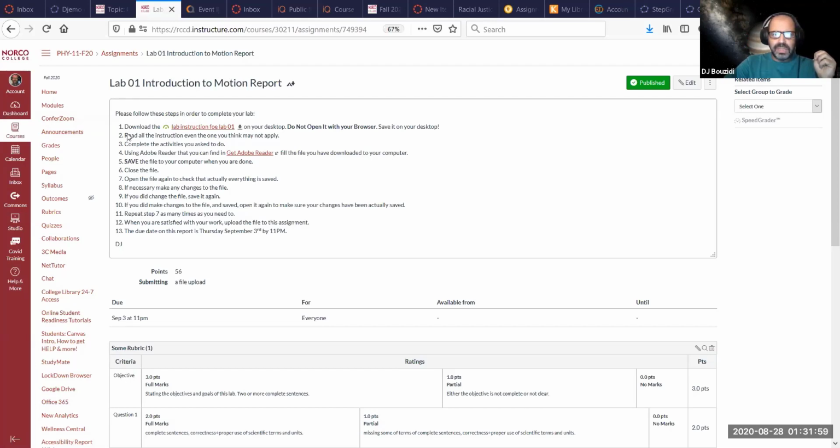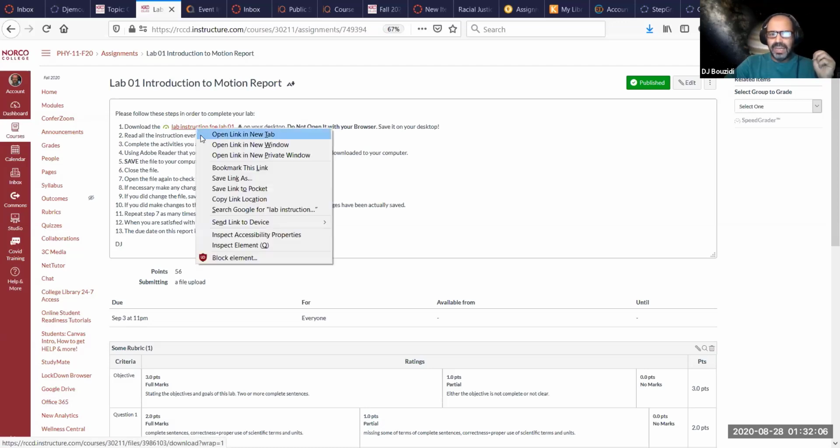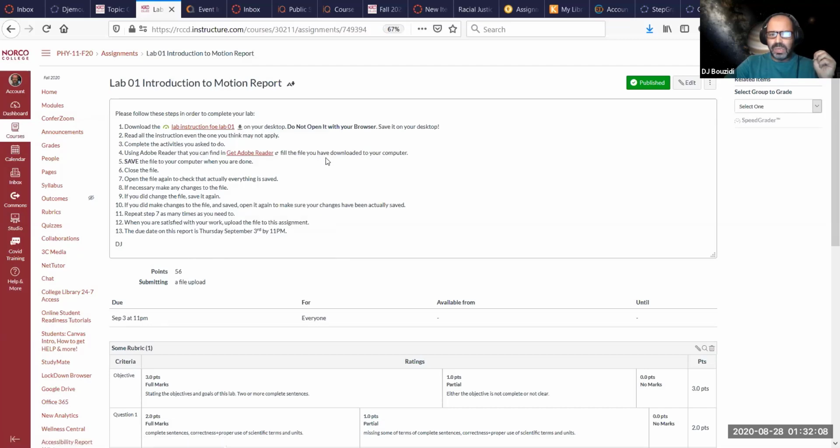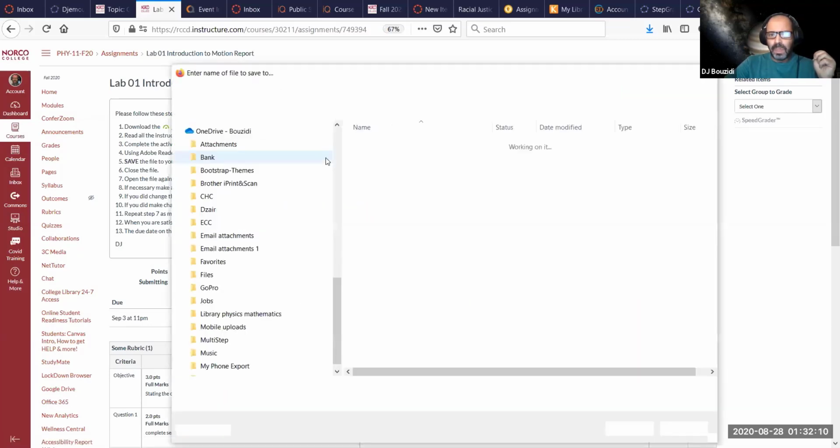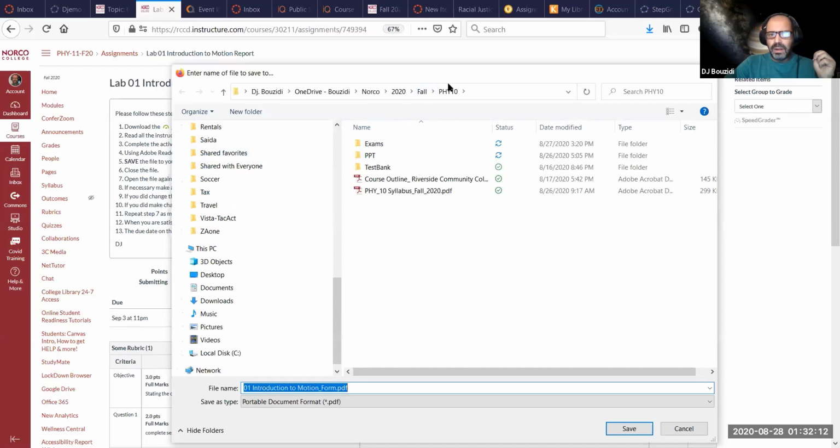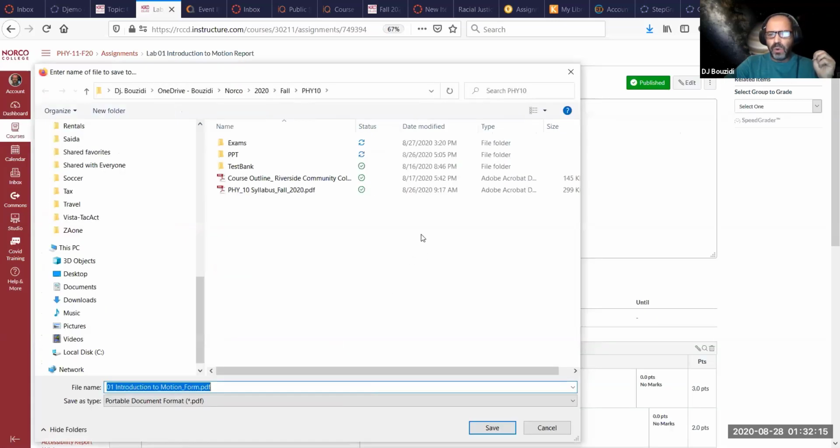Again, all of this is stated in here step by step. The first thing I would do is download this, right? Click on it, save link as. I'm using Firefox. Then I choose a folder on my computer. Try to organize all of your labs in specific folders so that you can always find them specifically where they are. You don't have to be wasting time looking for them here and there. Once you save it, it's going to be a PDF file that you're going to open.